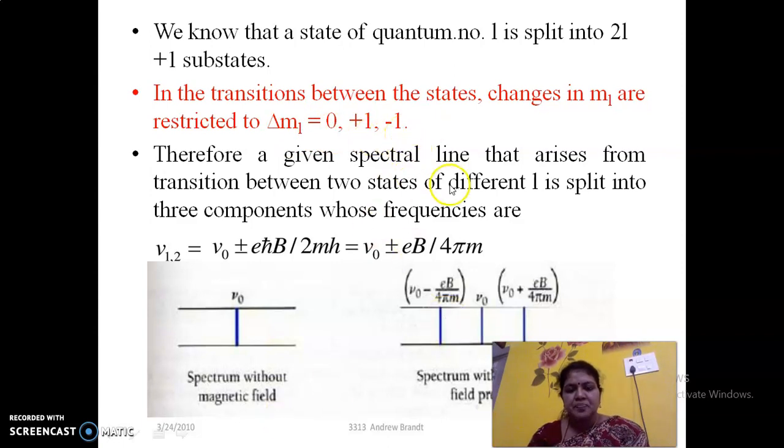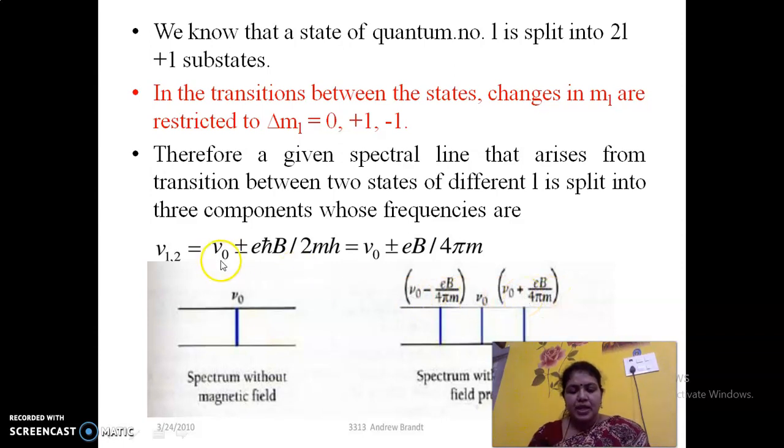Therefore, a given spectral line that arises from the transition between two states would be split into 3 components with frequencies: the original one, nu naught, and nu naught plus eB by 4 pi m, and nu naught minus eB by 4 pi m. How do we get this value?